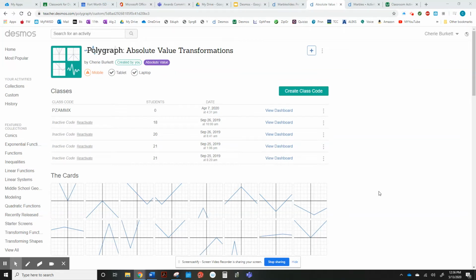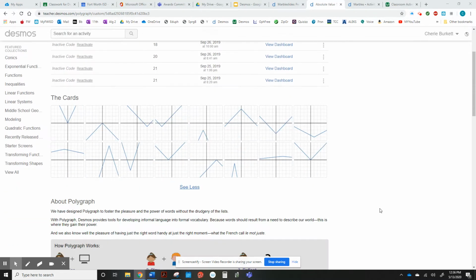So the Desmos video hinted at both of these, but these are the two I wanted to show you a little bit more detail. A polygraph is super easy to make. You just need, I think it's 16 graphs, and here are the 16 graphs that I picked.